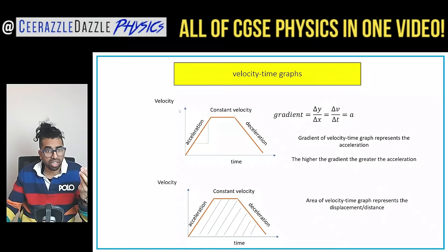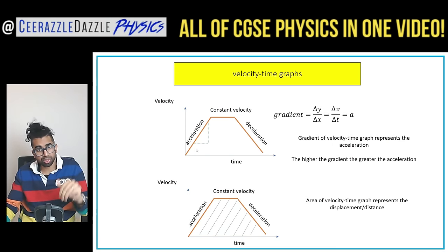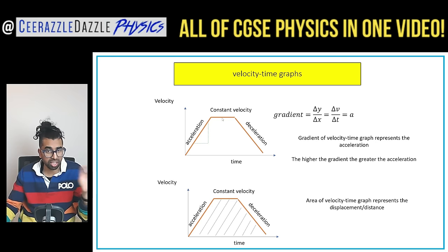Velocity time graph. So right now I have a velocity time graph over here. First of all, we can see that if it's a diagonal line going upwards, you are accelerating because you are changing velocity. If it is a straight horizontal line, it's a constant velocity over here. And if it's going down, it's going to be deceleration going downwards. If I were to look at the gradient of this line, because the gradient of the line is the change in y over the change in x, it's the change in my velocity divided by change in time, which is the acceleration from before. So the gradient of a velocity time graph represents the acceleration. The higher the gradient, the greater the acceleration.